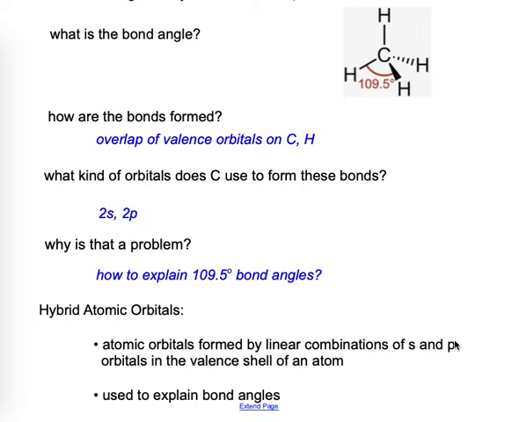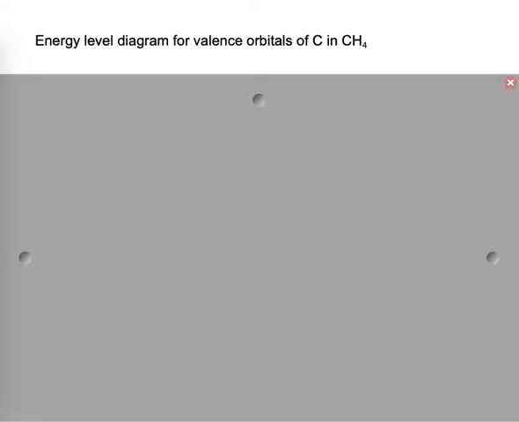atomic orbitals. Hybrid atomic orbitals are a model that was developed in the 20th century. They are atomic orbitals that are formed by linear combinations of s and p orbitals in the valence shell of an atom, and we use them to explain the observed bond angles in molecules that do not correspond to the angles between s and p orbitals. So, here's how it works.